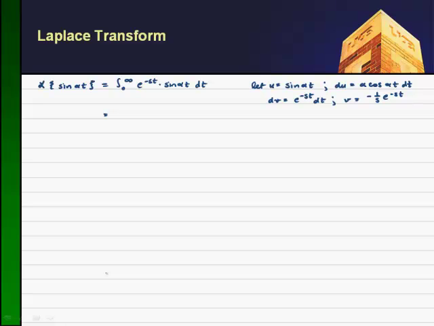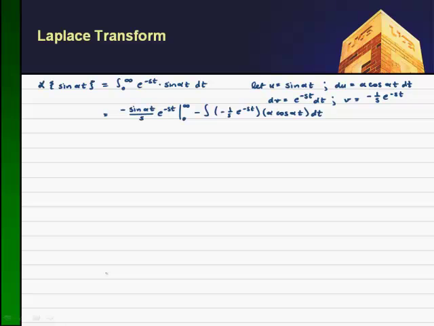So applying this integration by parts technique, where I've written my integrand as a product of a function and the derivative of another function, I now know that this is going to be uv, so I'll get minus sine alpha t over s e to the minus st, evaluated from 0 to infinity, minus the integral of v du. So v is minus 1 over s e to the minus st, and for du, I have alpha cosine alpha t, and I just throw the dt on the outside.